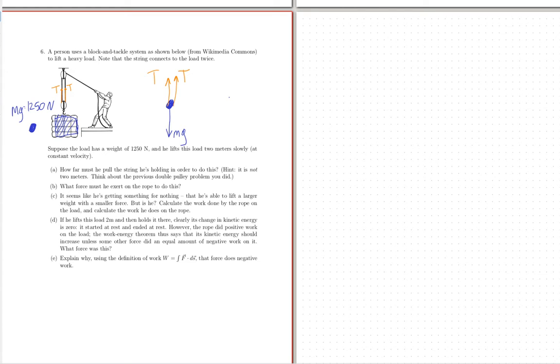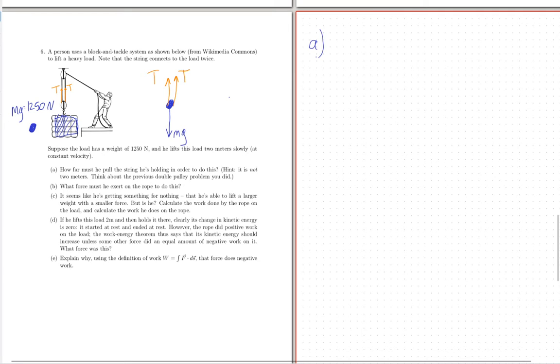So let's see how this works. Again, many of our problems in this class are designed to guide you through understanding how a particular machine that you'll encounter in the real world works. So part A, how far must he pull the string?